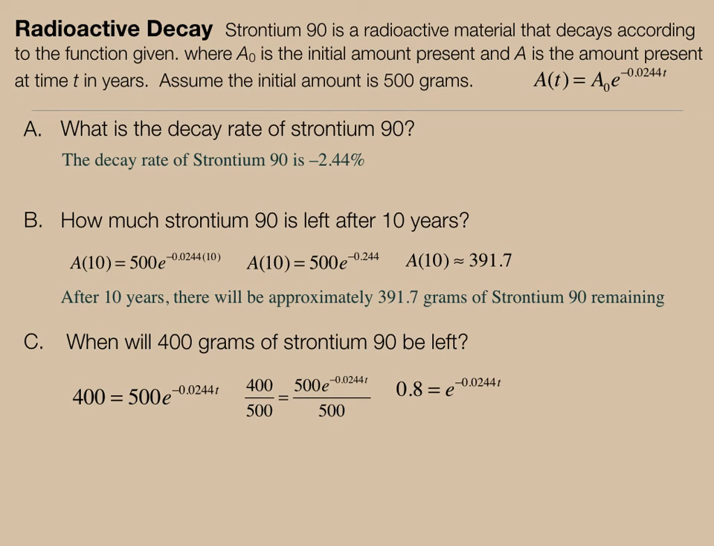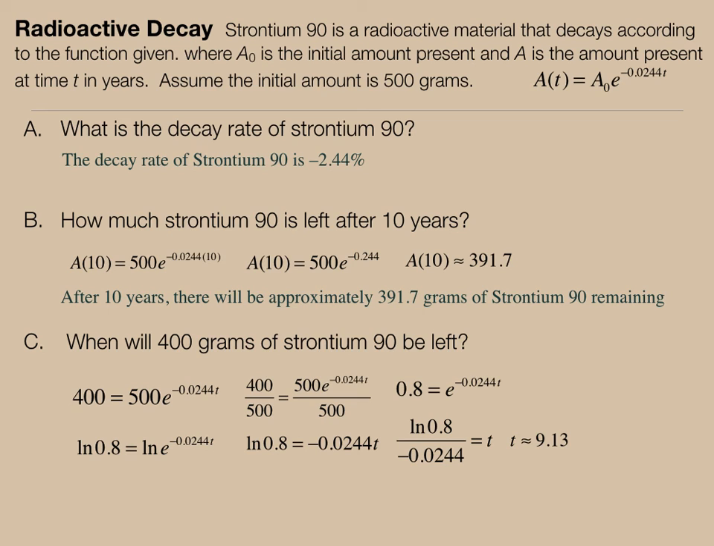Now let's take the natural log of both sides. My right-hand side will become negative 0.0244t. And my left-hand side, in exact form, is natural log of 0.8. Let's divide by that coefficient of t. And at this point, I use a calculator. And I get approximately 9.13.